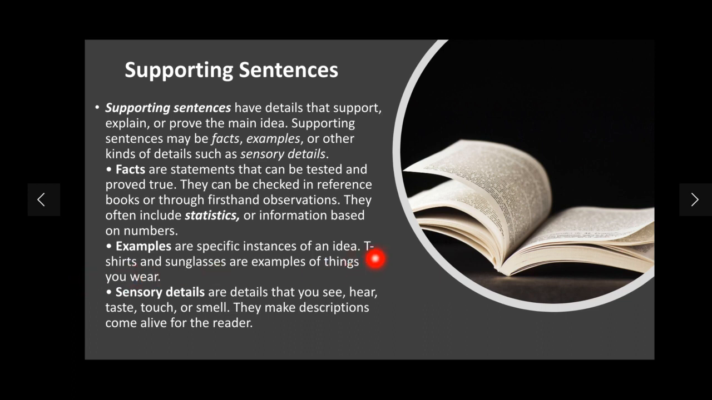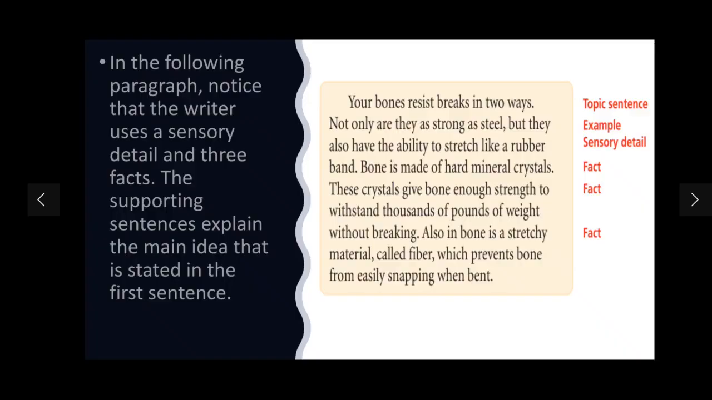We will talk about different types of paragraphs in coming lectures. Right now, it was about supporting sentences. In the following paragraph, notice that the writer uses a sensory detail and 3 facts. The supporting sentences explain the main idea that is stated in the first sentence. Here we have an example of a topic sentence, and then we have an example of supporting sentences, and supporting sentences will explain the main idea.